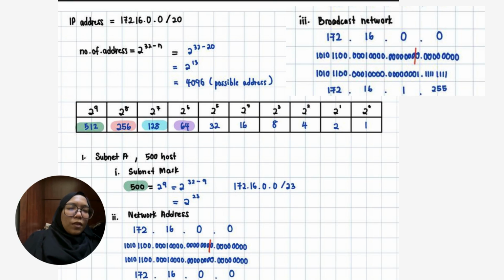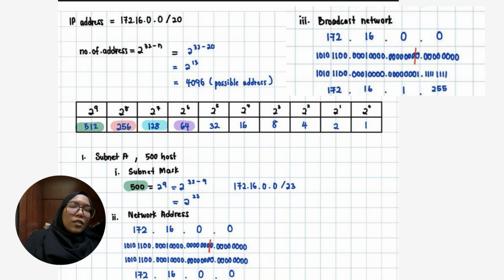We put n equal to 20 now. So 2 to the power of 32 minus 20 equals 2 to the power of 12, which equals 4096 possible addresses. From the question, they have given us 4 subnets, for which we need to find the subnet mask, network address, broadcast address, and also the range of usable IP addresses.